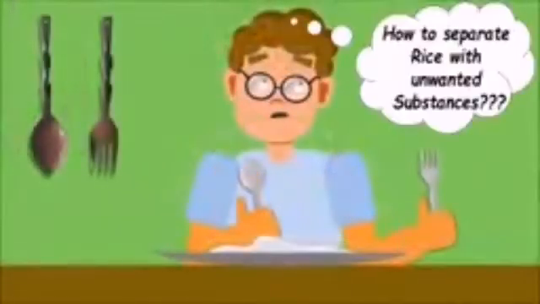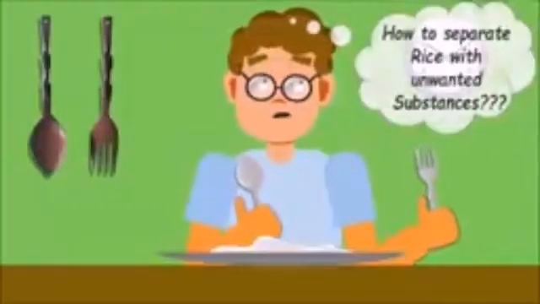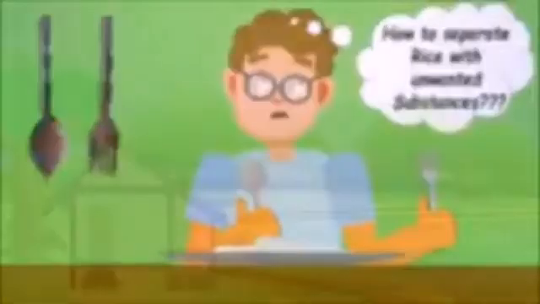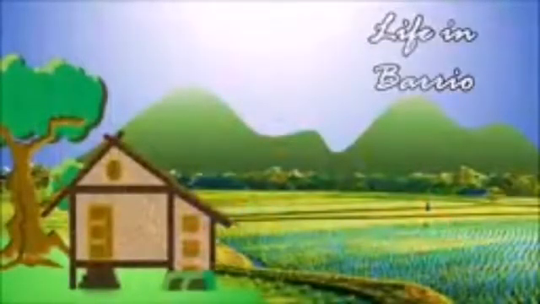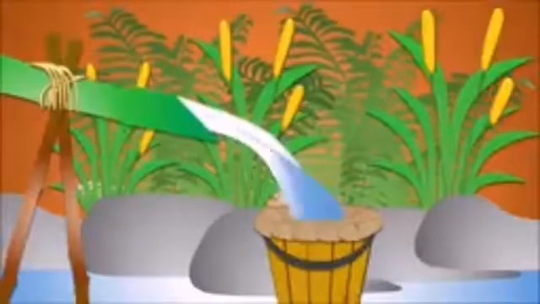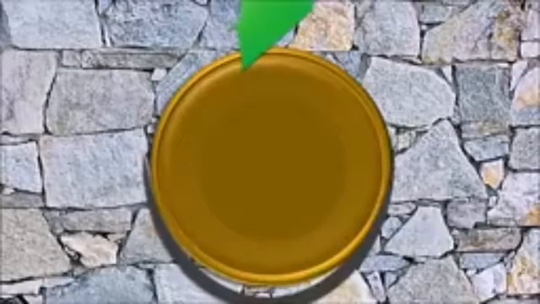That's why you need to find a way to get rid of these unwanted substances and separate them from your rice. In another situation, in the barrio or province, to make sure that the water is clean, people use clean cloth to filter the water. The cloth traps the dirt and sand and other particles and lets the water pass through. This way, you can remove the unwanted particles from your water.